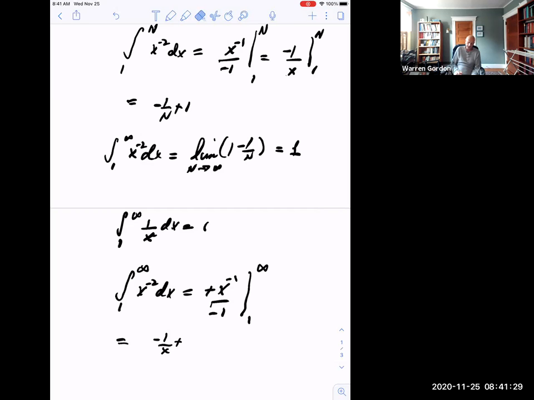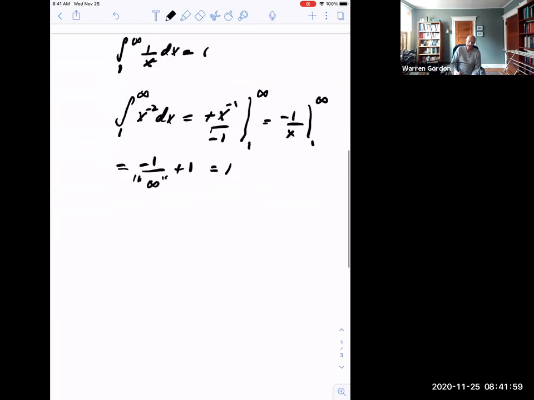So if I actually put in the infinity now, I would get the following. I get, firstly, this of course is minus 1 over x between 1 and infinity. If I actually put in the infinity, I get minus 1 over infinity plus 1. Now, by 1 over infinity, I really mean minus 1 over n, as I had before, if I let n go to infinity. But I could be a little sloppy, understanding that 1 over infinity is 0, and I can just write this answer as 1.